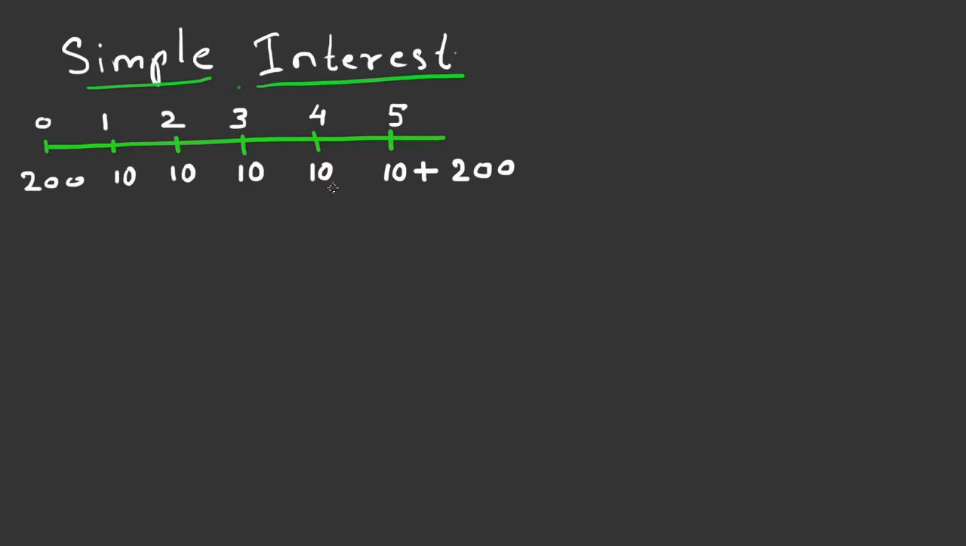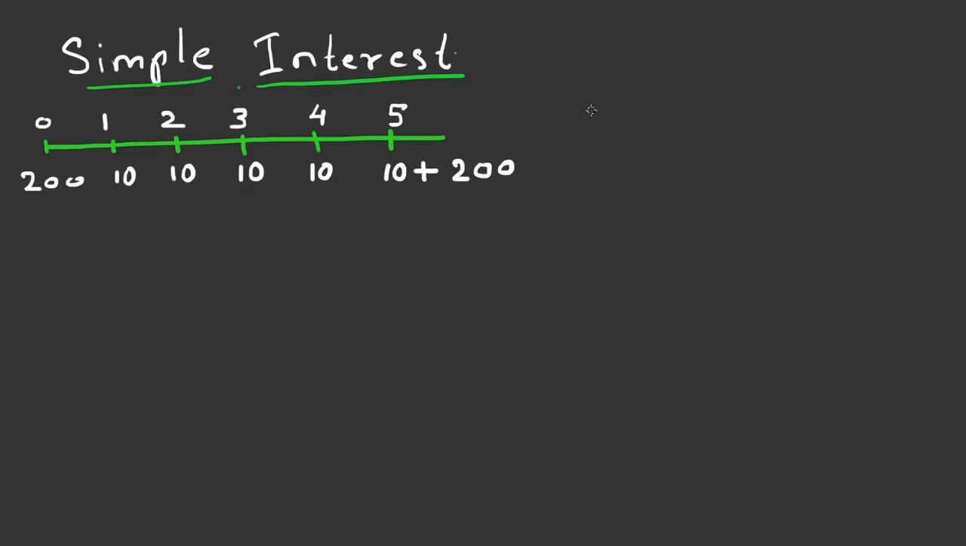This type of payment is called simple interest. The interest is the same or uniform throughout the period. That is, at the end of first year I paid 10 rupees, at the end of second year I paid 10 rupees, and it is the same for all the periods. This type is called simple interest.